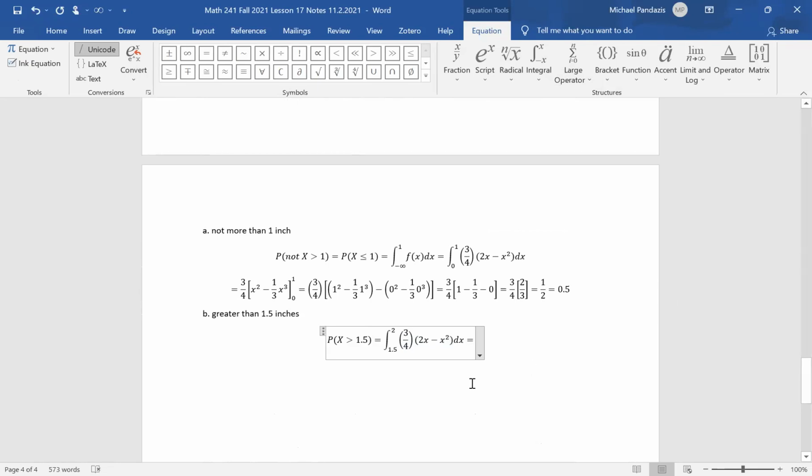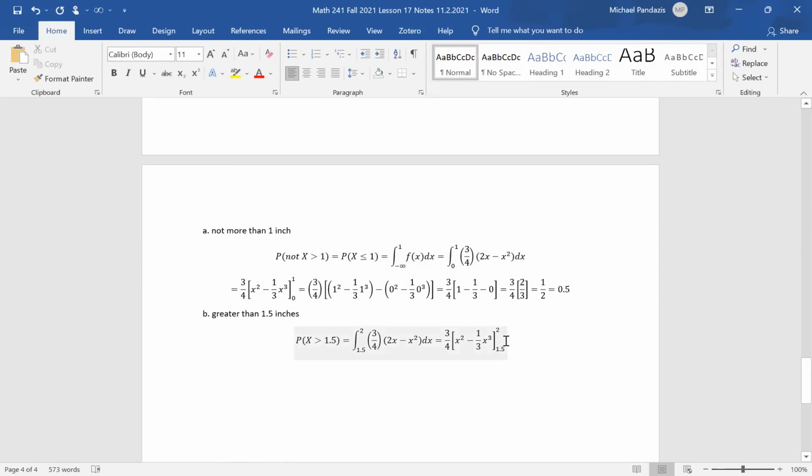And so now you evaluate this definite integral from 1.5 to 2. Well, we already evaluated an antiderivative of this expression and got this, where the lower and upper limits were 0, 1. So now I just want to change the lower and upper limits to 1.5 to 2. Okay, so this is an expression for an antiderivative of the integrand. Now I'm evaluating new limits because I have new limits of integration. Instead of from 0 to 1, it's from 1.5 to 2.